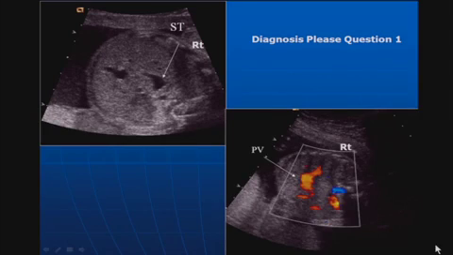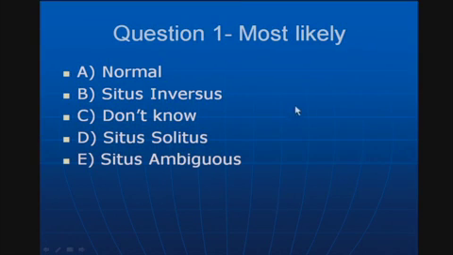So if you took this case in which you had the stomach almost midline, some of the liver here, and the portal vein midline, what would be your diagnosis? I've listed five different things that you could think here, and when I've shown this to people, they usually come up with the wrong diagnosis.